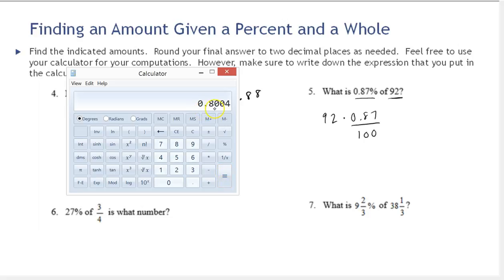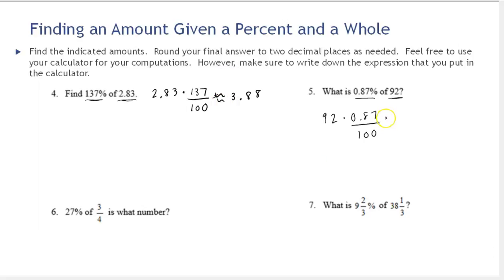To 2 decimal places would be 0.80. This is 0, so I wouldn't round up. So we'll round this to 0.80. We can also just write 0.8, but sometimes we like to put the 0 in to show that we rounded to 2 decimal places. Let's look at the next one.